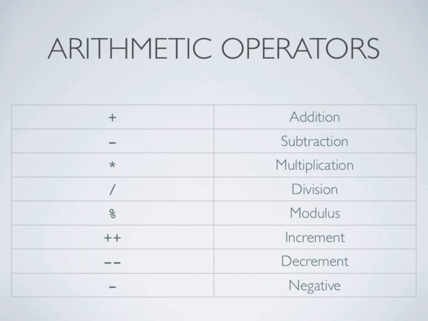The last three, the plus plus, the minus minus, and the single minus sign, are all unary operators. They only take one operand. The plus plus is the increment operator. It basically adds 1 to whatever its operand is. The minus minus is the decrement operator. It subtracts 1 from whatever its operand is. And of course, the very last one, the single minus sign, is the negative operator. It simply changes the sign of whatever its operand is.